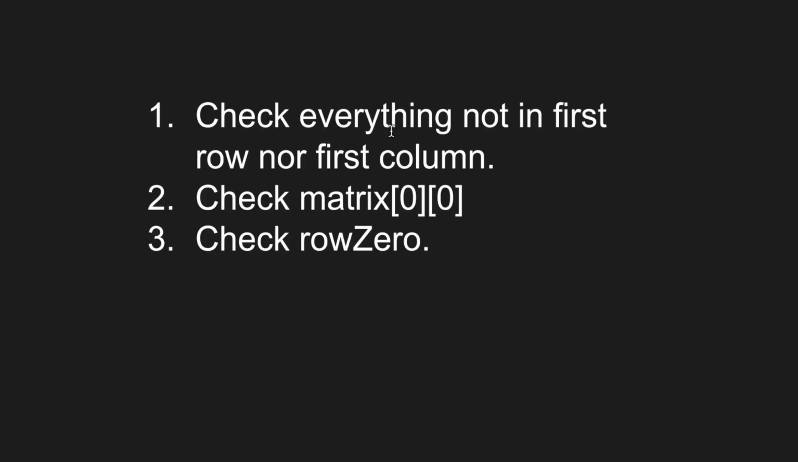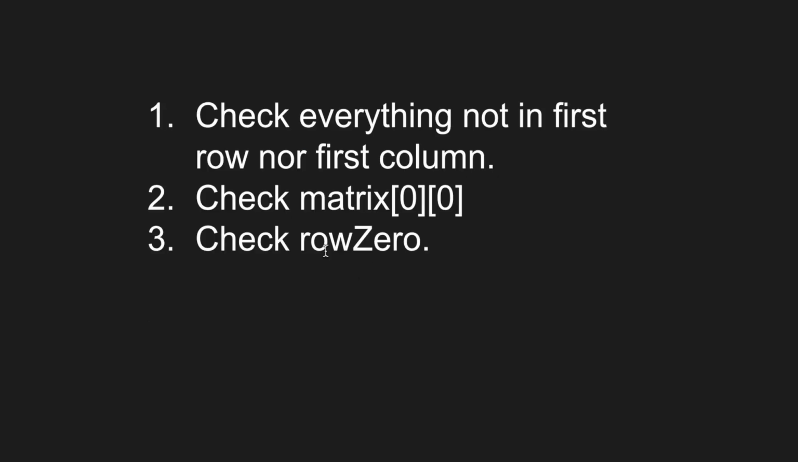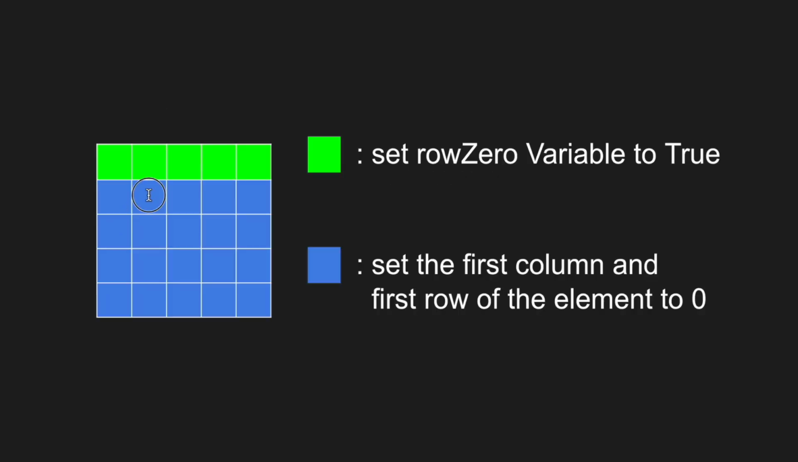And just remember, we need to check in this order. Everything not in the first row nor first column, so this area. And then we need to check matrix 0, 0, so this one. And then we can check row 0. So basically, we first check if we need to set any of these to 0, then we need to check if we need to set this to 0, and then we check do we set row 0 to all zeros.